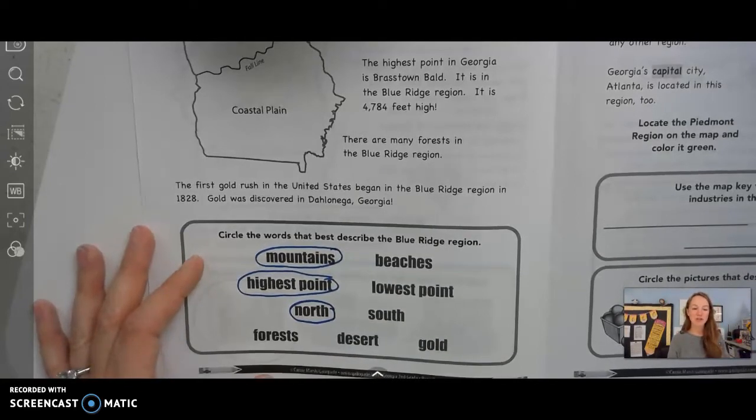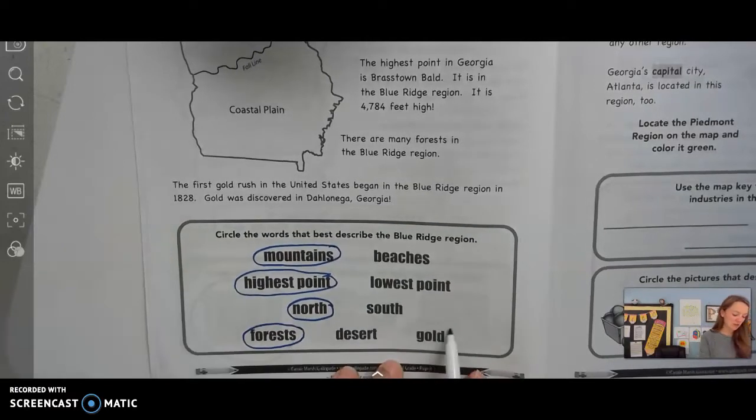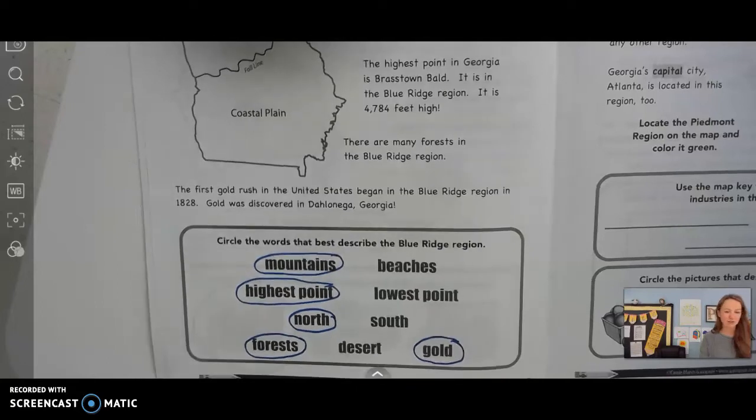The next word you should have circled is forests. And our last one is gold, because of the gold rush.